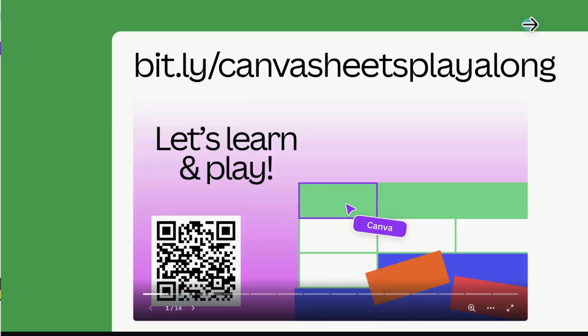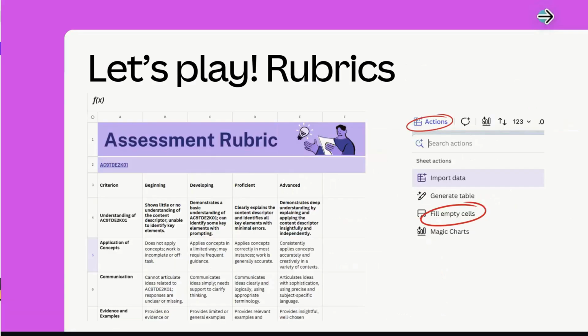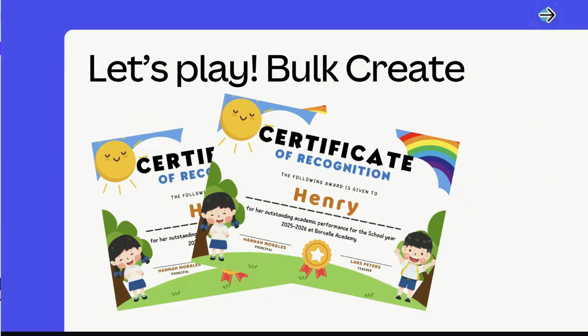Once you've opened that, we're going to look at just a couple of the pages within here, including how to use Magic Write to assist us with our report writing, how to use fill empty cells to assist us with creating our marking rubrics, and how to use the bulk create function to be able to mass produce content at scale.